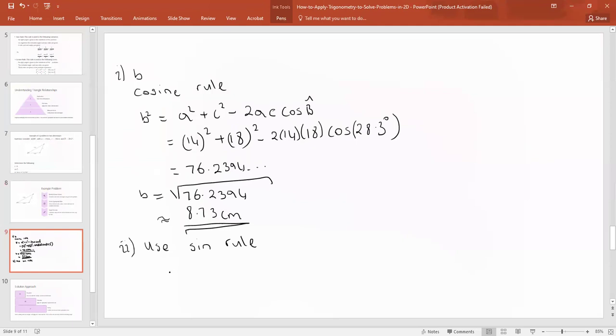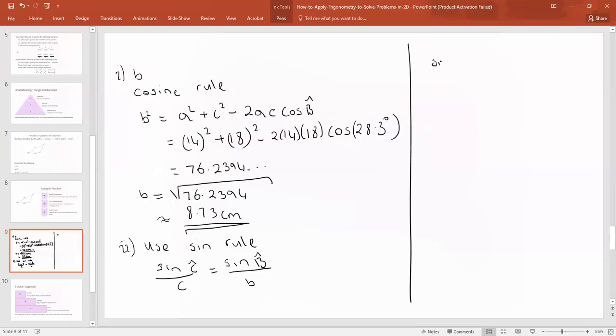So we can use the formula: sine of angle C divided by side C is equal to sine of angle B divided by the side B. Let's use this part here. This will be sine of the angle C divided by 18 equals sine of the angle B divided by 8.73. So what does this give us?